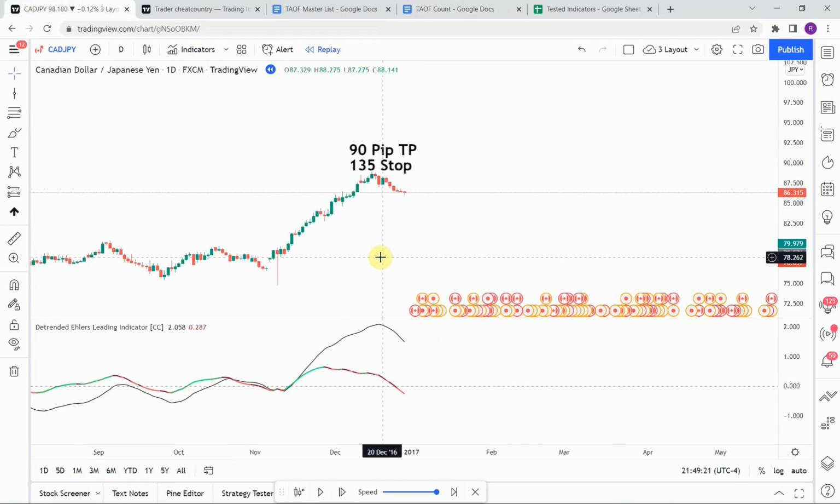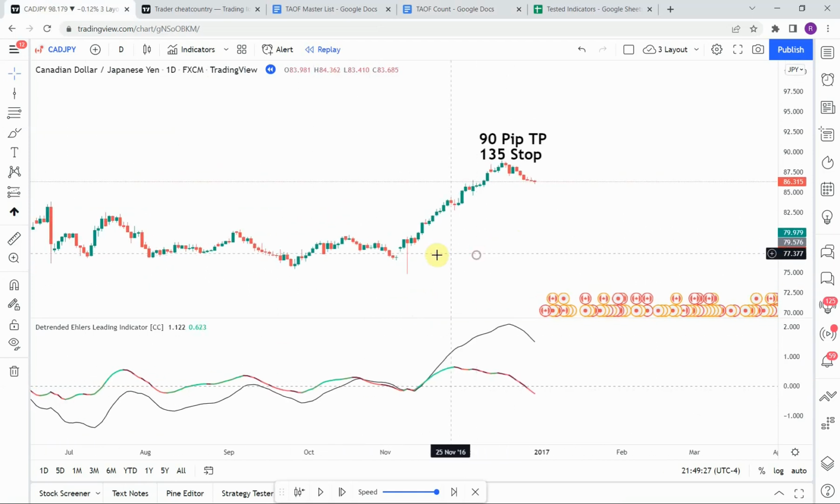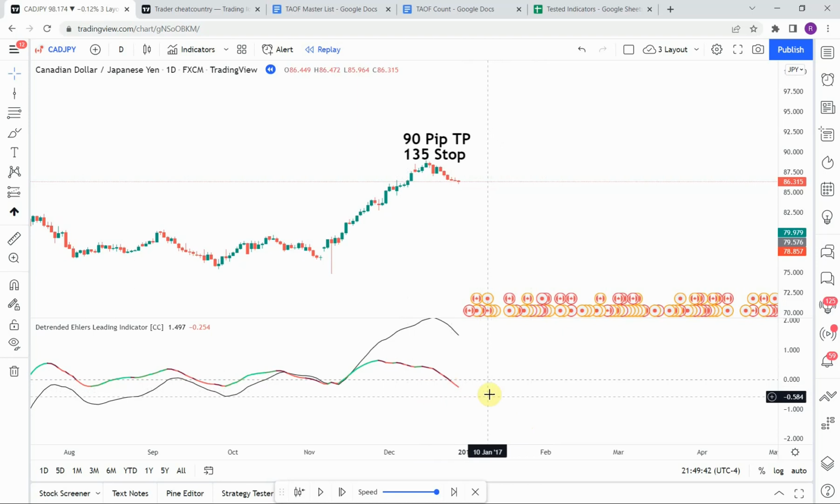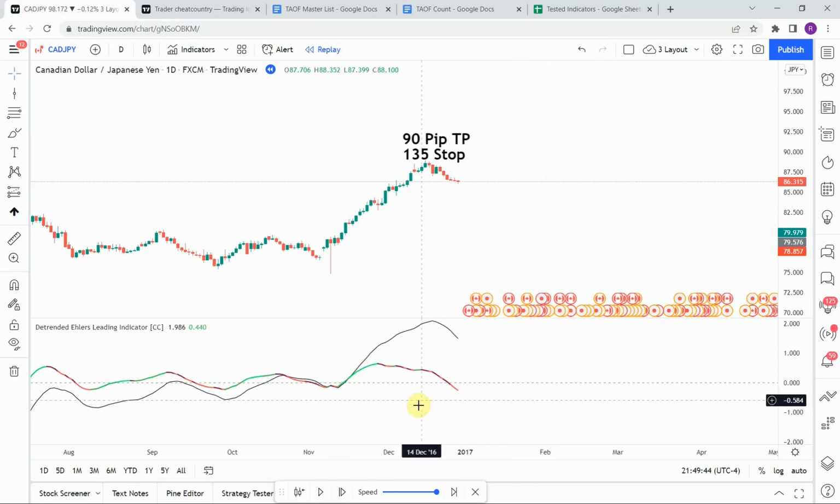Alright, so today's indicator is the Detrended Ehlers leading indicator. We tested this one yesterday as the zero line cross. Basically we have the oscillating line, not the black line there, but this oscillating line, changing different colors. When it went below the zero line, we would go short. When it popped up above the zero line, we would go long.